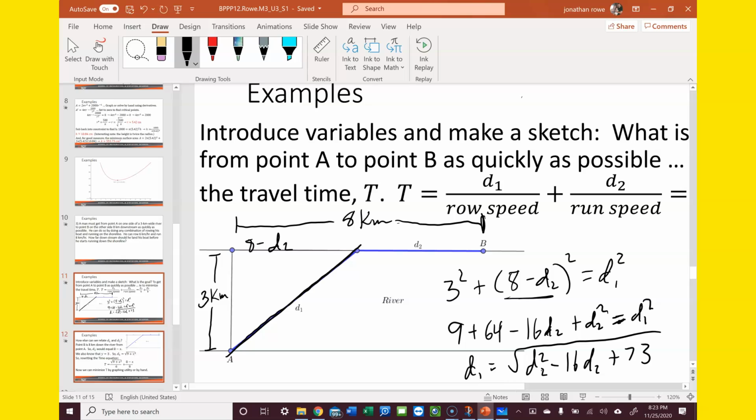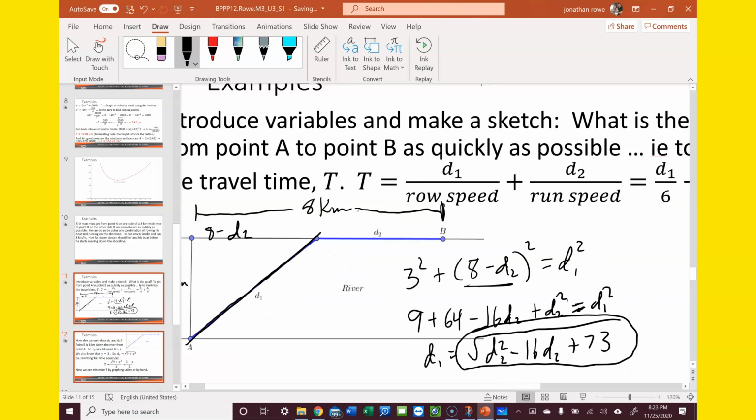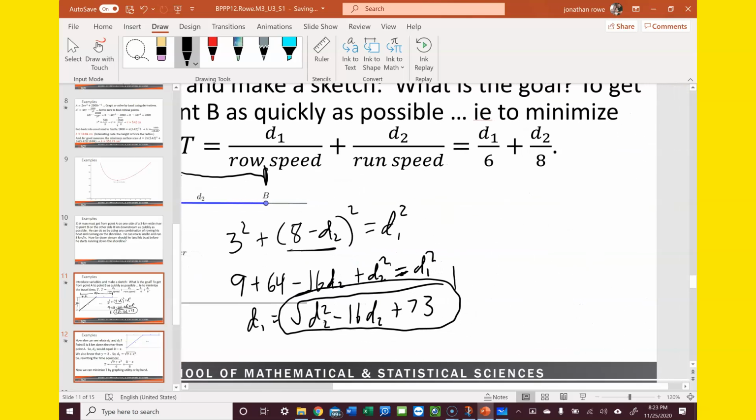Now I can substitute this expression for D1 right there. So now my total time is equal to the square root of D2 squared minus 16 D2 plus 73, over 6, plus D2 over 8.